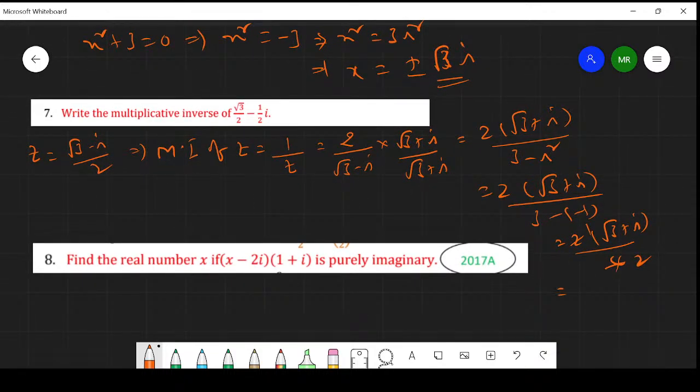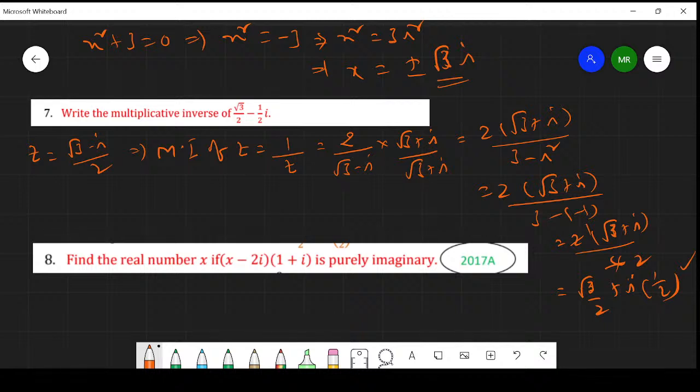Then I can write this as root 3 by 2 plus i into 1 by 2. Understood this? Because if you simplify, this will be root 3 plus i by 2, that is root 3 by 2 plus i into 1 by 2. This is your required answer.